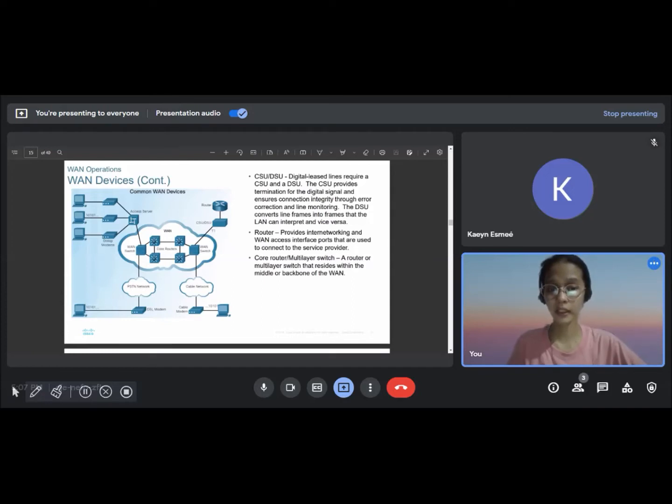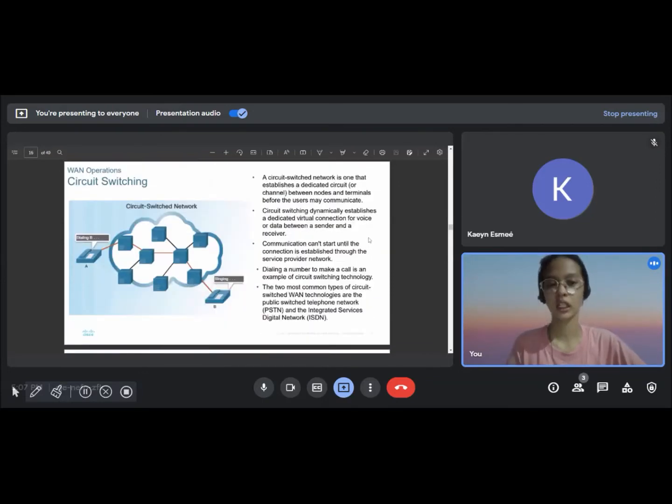Router provides internetworking and uses access interface ports that are used to connect to the service provider. Core router or multilayer switch: a router or a multilayer switch that resides within the middle or backbone of the WAN.